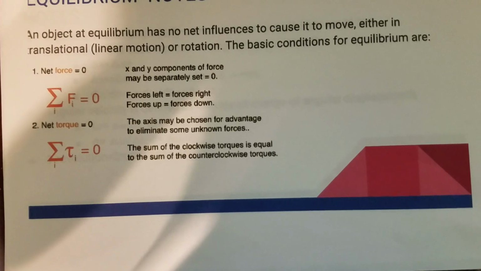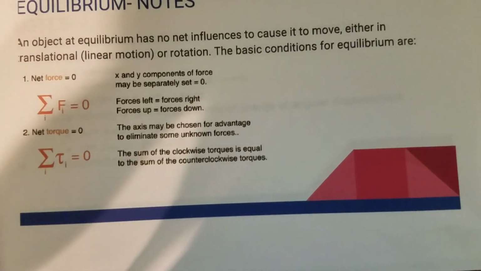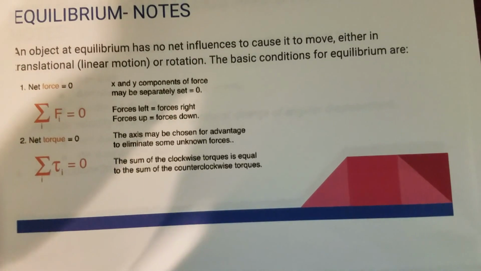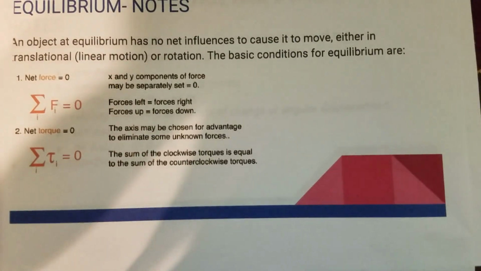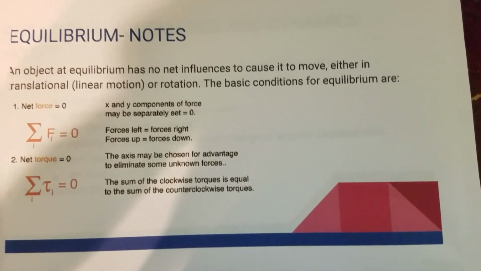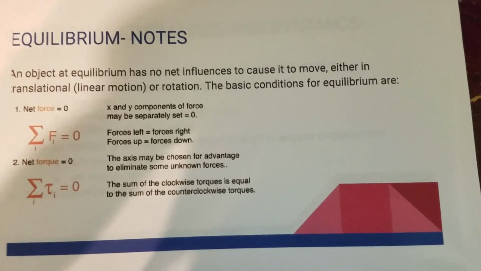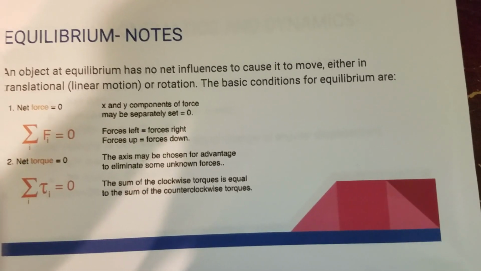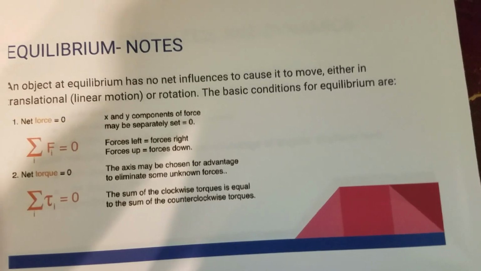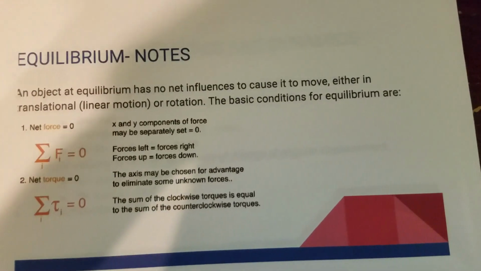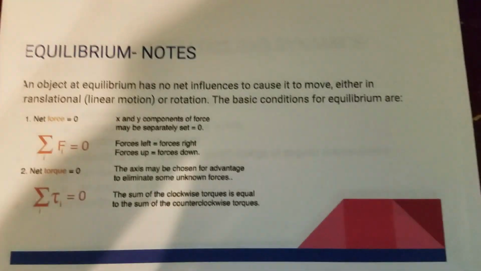Another thing you need to know is the net torque is equal to 0. And the sum of the clockwise torques is equal to the sum of the counterclockwise torques. So let's just keep this in mind. This is what you need to know about equilibrium. We're not going to do an example problem, considering we did an easy torque problem. But this is just one of the things you need to know.